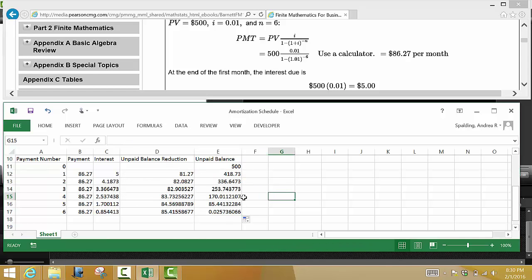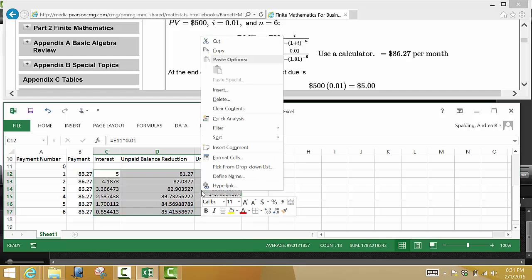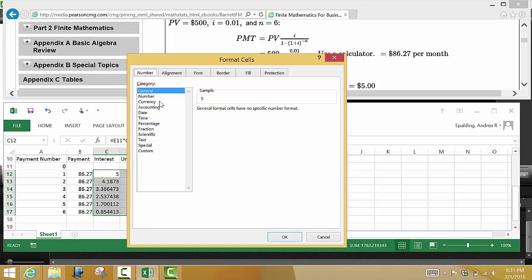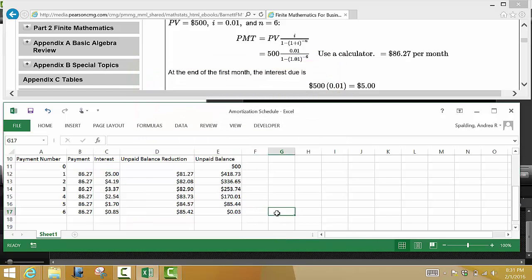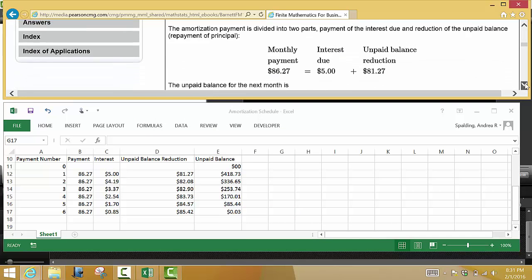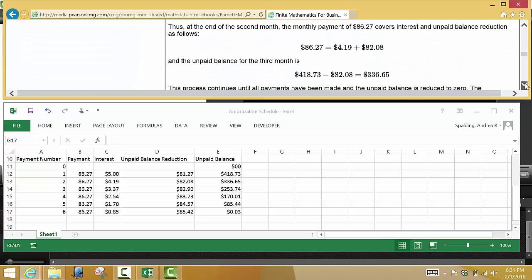All right. Now I'm going to go ahead and round everything to the nearest 2 decimal places. One way to do it is to type in round. Another way to do it is to highlight all of these spots here. Then I'm going to right click, click Format Cells, and go to Currency. It's going to automatically round it to the nearest 2 decimal places, so we'll say OK. All right, so this is where they get this schedule that's written here in the book.